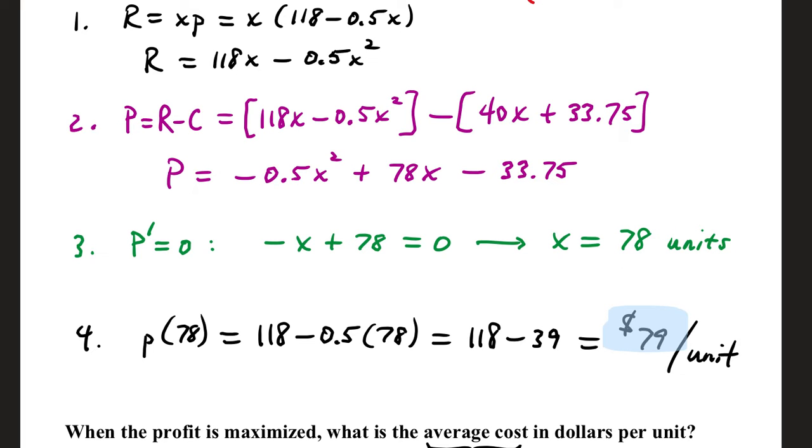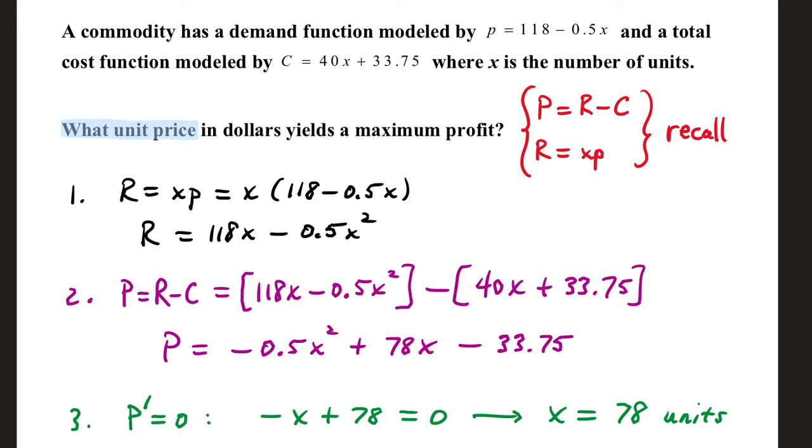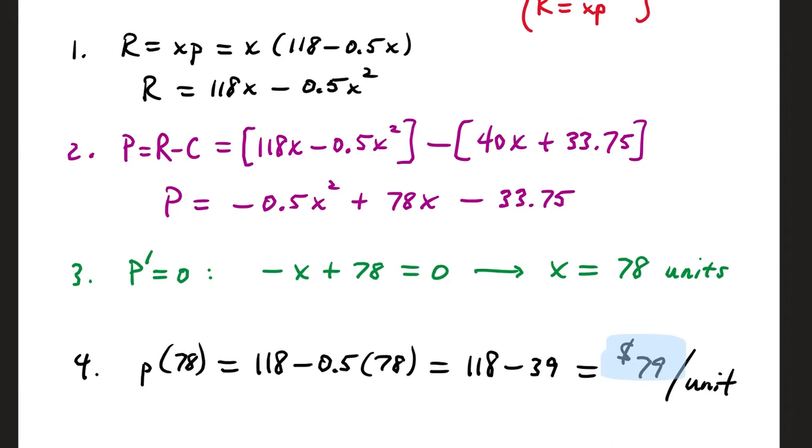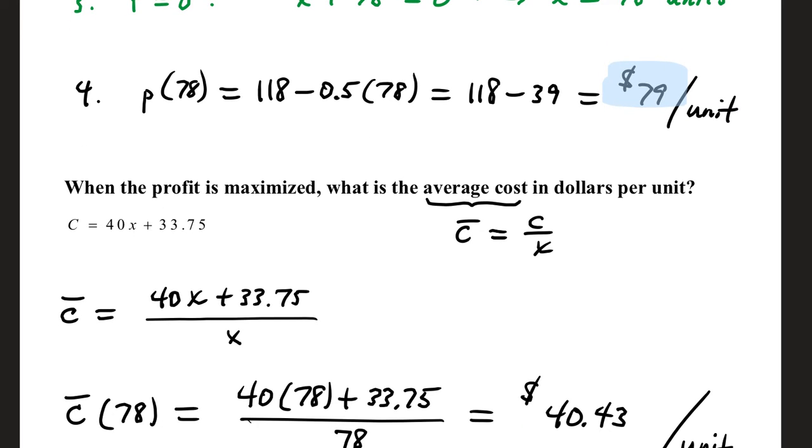Go back up to the price function, lowercase p, and we're going to take the demand function or price function, and substitute in 78. That's step 4. The price of 78 units, 118 minus 0.5 times 78, gives us $79 per unit.